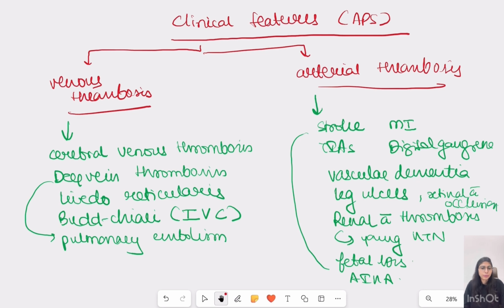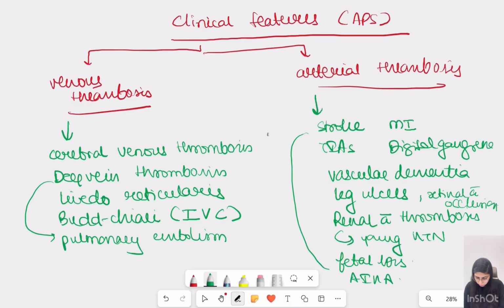So a patient of retinal involvement or retinal artery thrombosis leading to blindness, please go ahead with testing the antiphospholipid antibody in the blood.